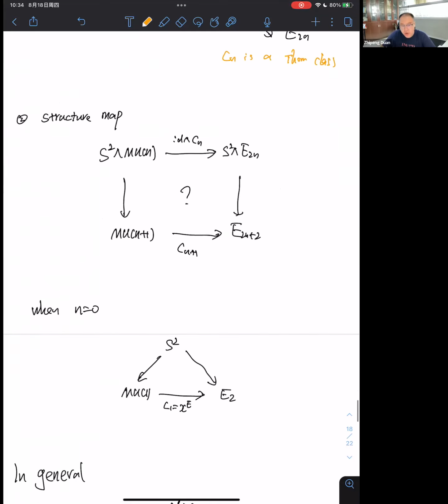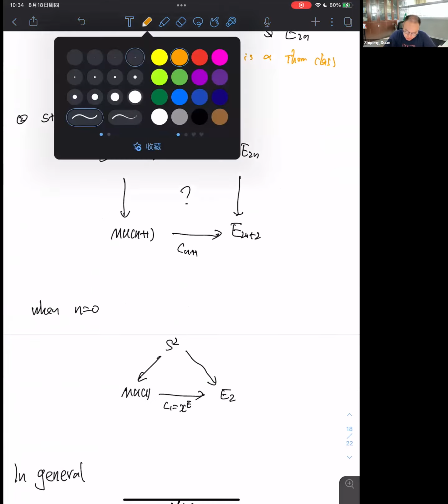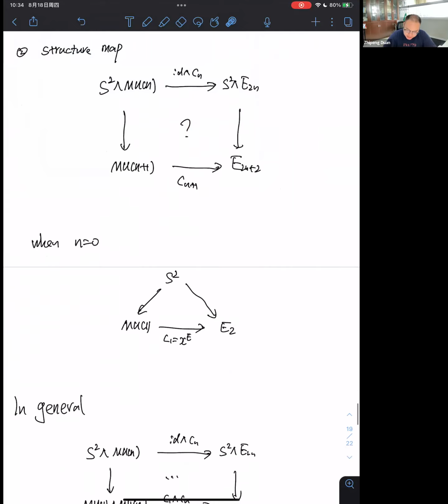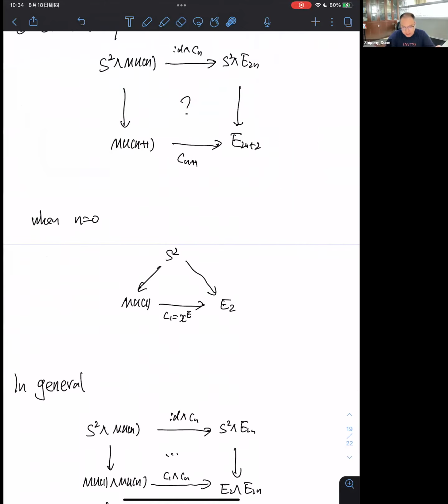Then we need to show the collection of our maps is actually compatible with the structure maps inside the spectrum. In other words, we need to show that this diagram actually commutes up to homotopy. So how to show that? We first consider the simple case when n is 0. Then the diagram degenerates to this triangle diagram.